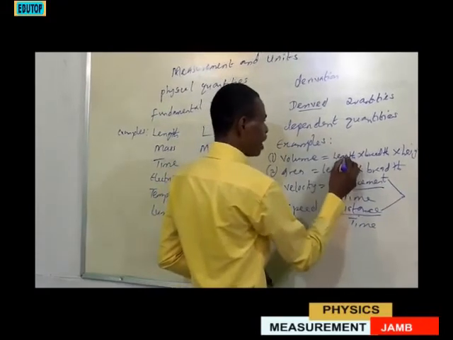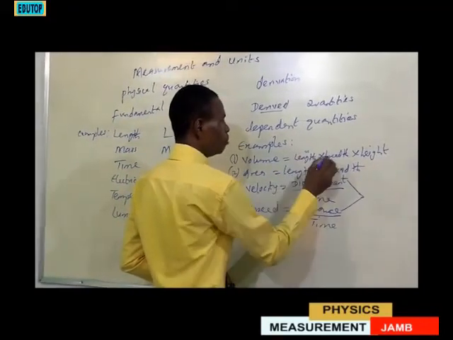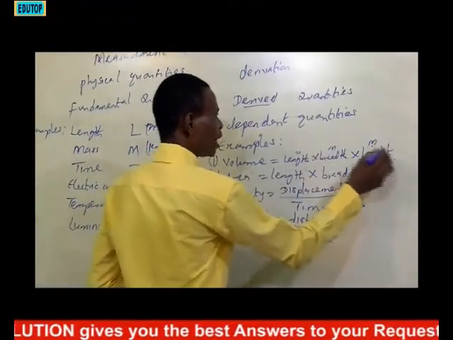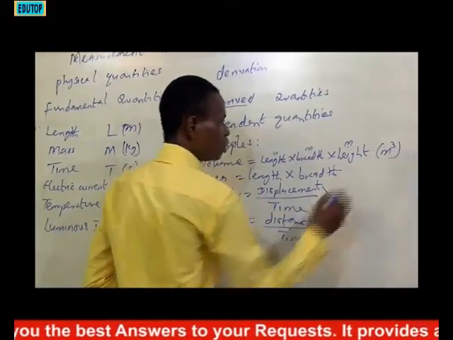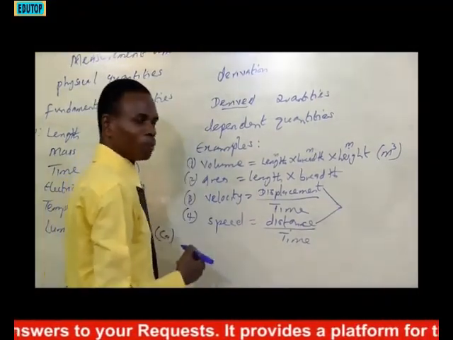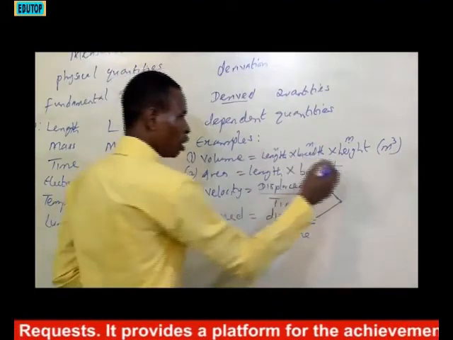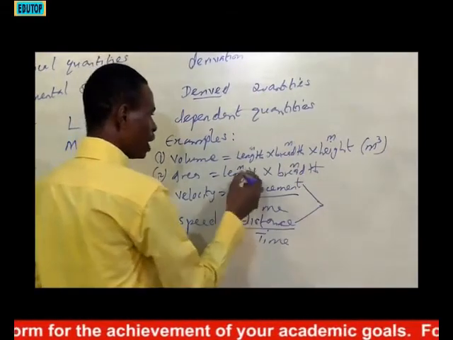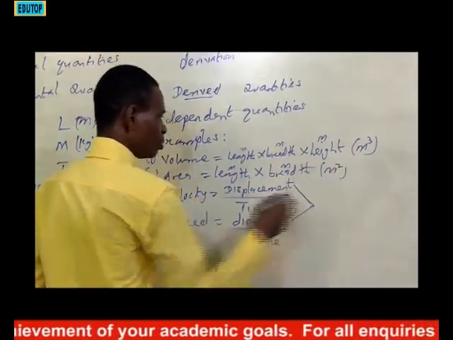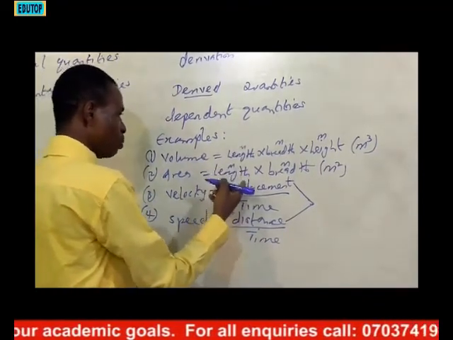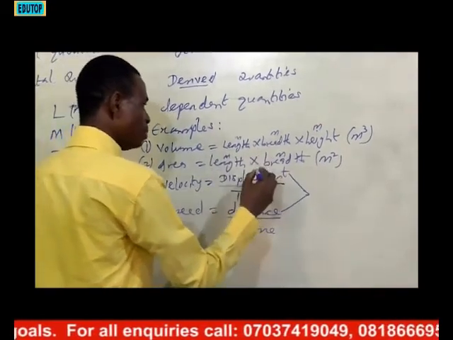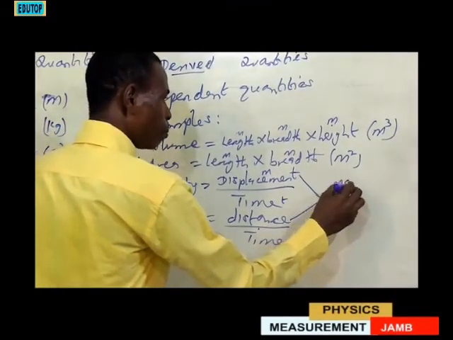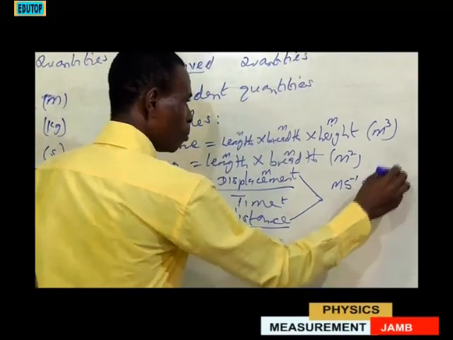For example, we have length, the unit is meter. Breadth, the unit is meter. Height, the unit is meter. Then you say meter times meter times meter, we have meter cubed. That is the unit of volume, so this unit is a derived unit. What about area? Length, the unit is meter. Breadth, the unit is meter. When you put it together, we have meter squared. Velocity, which is displacement over time: the unit of displacement is meter, the unit of time is seconds. When you put it together, we have meter per second, or you can write it as m/s.